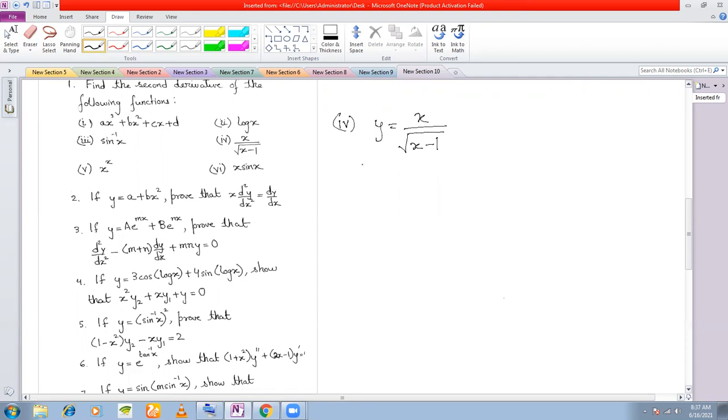how will you differentiate this? Can you give me an idea? I just want to know, because enough of differentiation you have done. Is there any other way of differentiating this apart from the u by v rule? Apart from the u by v rule. Hmm? Then we can use the uv rule even, because we can take x into 1 by root. No, not u by v, not even u into v.